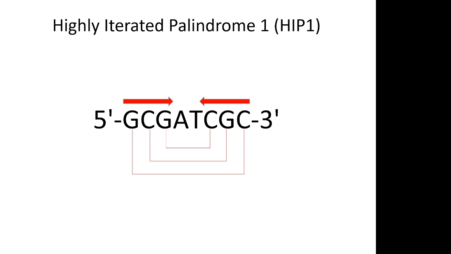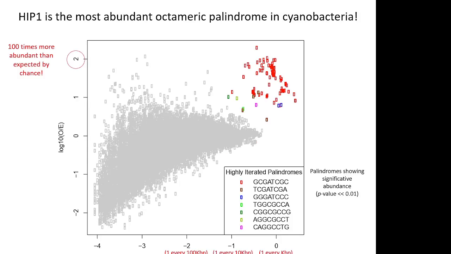So you are looking at a small DNA sequence made of 8 nucleotides that is called the Highly Iterated Palindrome 1. That, as you can see, is palindromic, as the name says. But what is so peculiar about this sequence? What is so interesting, so different? The thing is that this sequence is really highly abundant in cyanobacterial genomes.